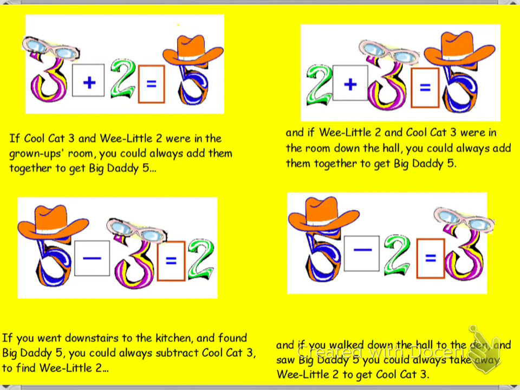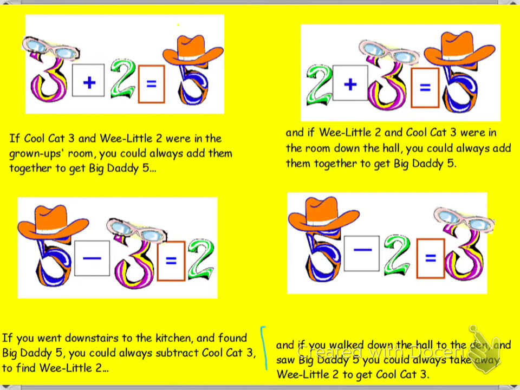And if wee little 2 and Cool Cat 3 were in the room down the hall, you could always add them together to get Big Daddy 5. Like 2 plus 3 equals 5. If you went downstairs to the kitchen and found Big Daddy 5, you could always subtract Cool Cat 3 to find wee little 2. So Big Daddy 5 minus Cool Cat 3 equals wee little 2.